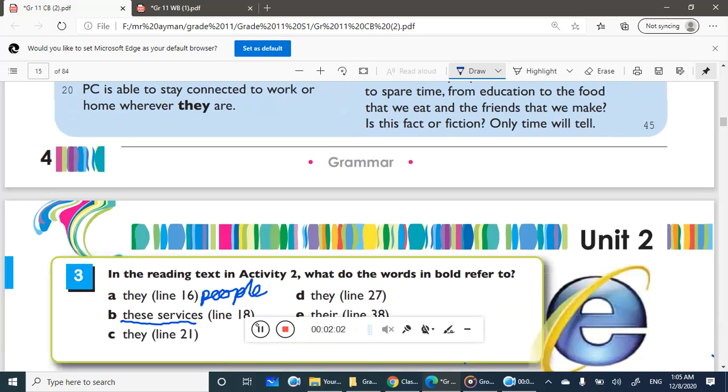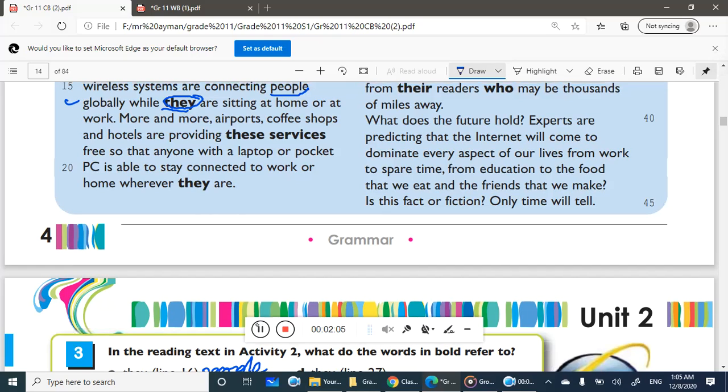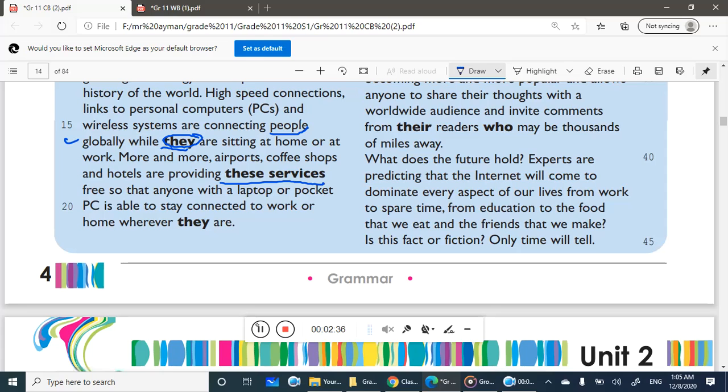On line number 18, I think this one, yes. It refers to high-speed connections, links to personal computers, PCs, and wireless systems. Okay, I think it is this one. From the words high speed. Okay, yes. High-speed connections, links to personal computers, PCs, and wireless systems.